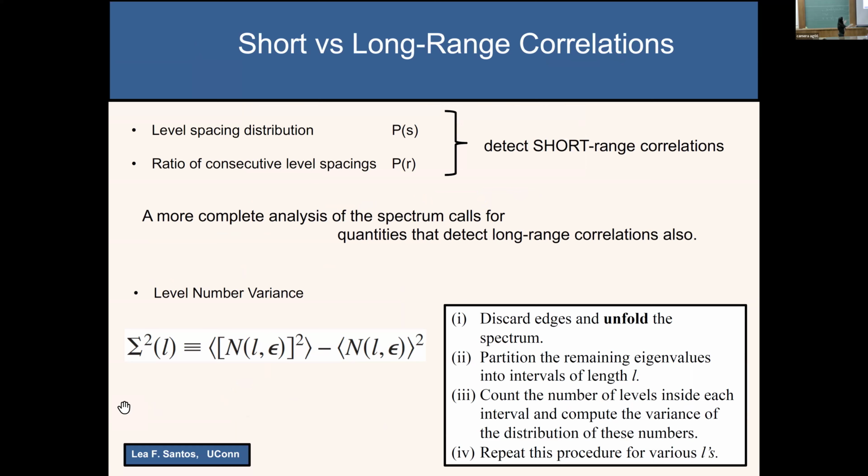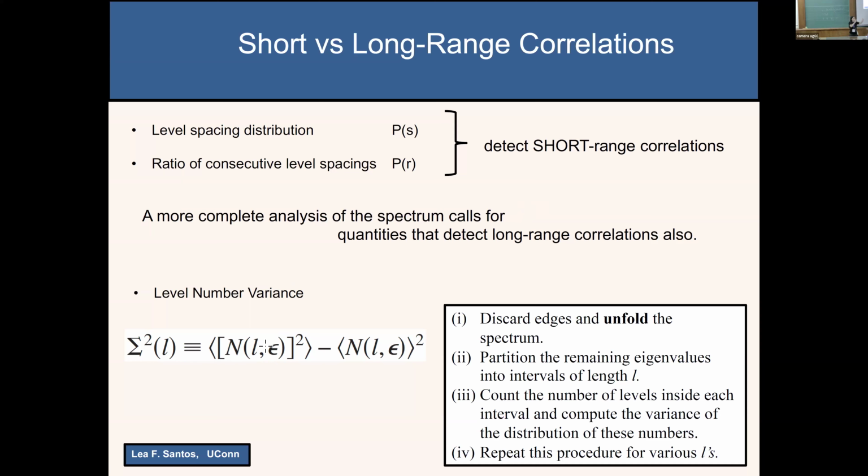What we talked about so far are just level spacing distribution and the ratio of consecutive levels. They detect short range correlations, neighbor to neighbor. If you want to do a complete analysis of the spectrum, we can look at quantities that also detect long range correlations, so not level 1 and 2, but what happens between level 1 and 10 or 1 and 20. One of these quantities is known as level number variance. For this one, you really have to do the unfolding well, not the simple one that I told you. You have to see the global structure. But what is this level number variance?